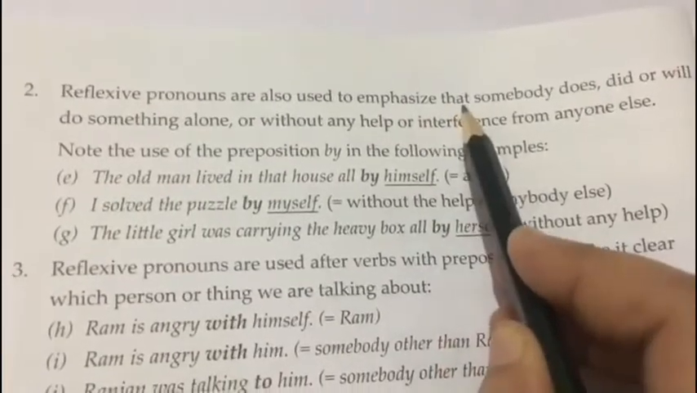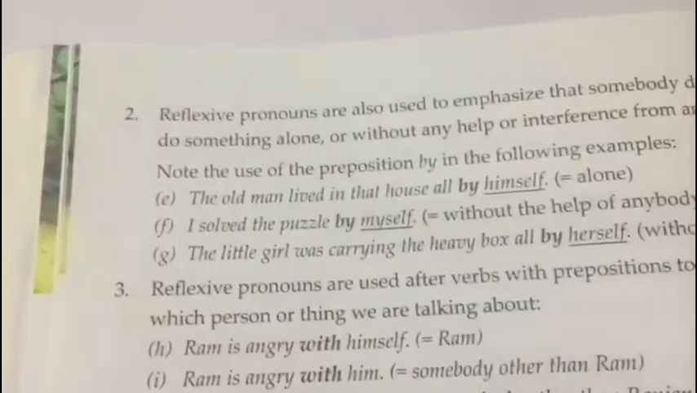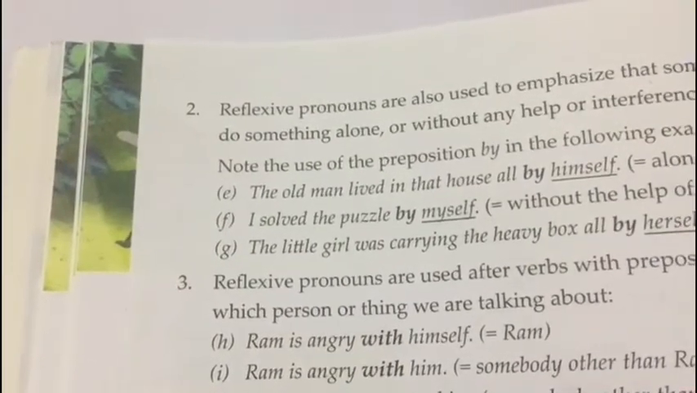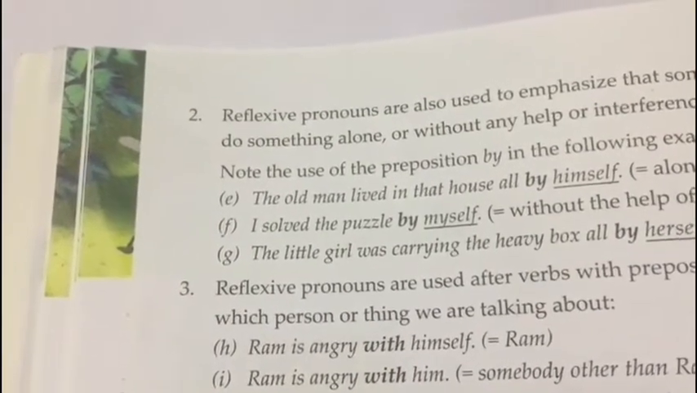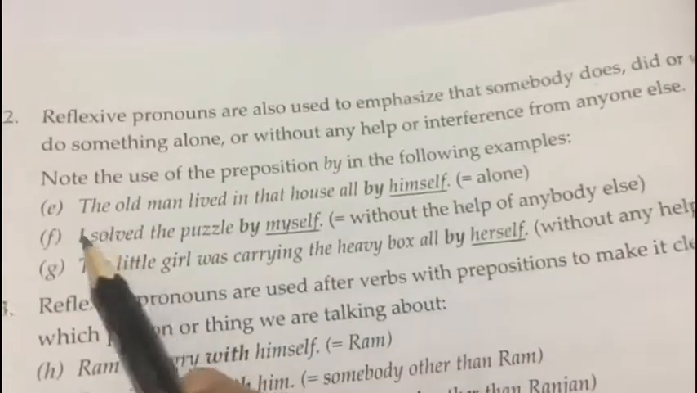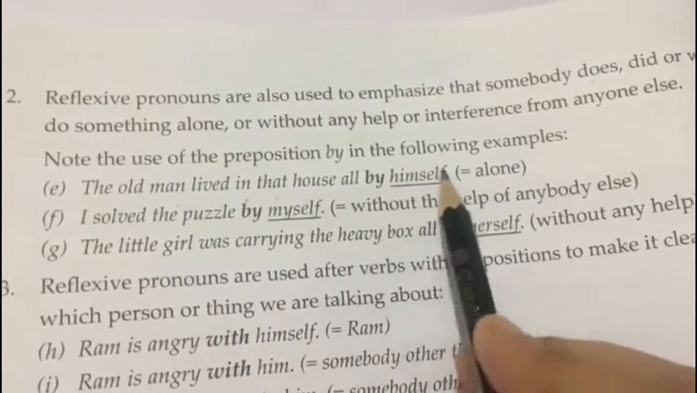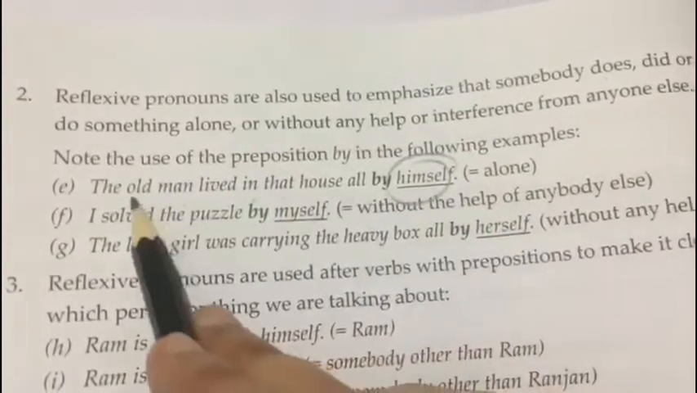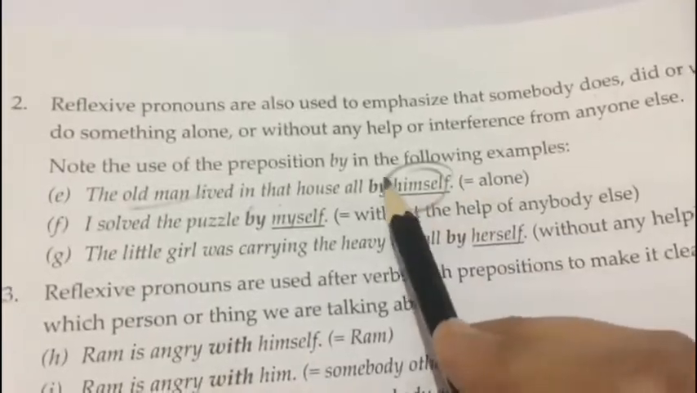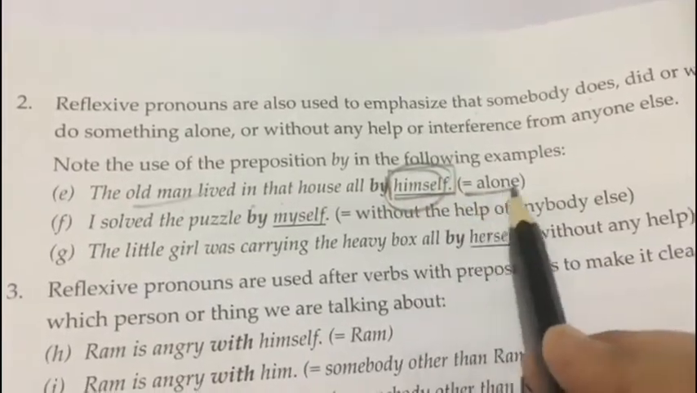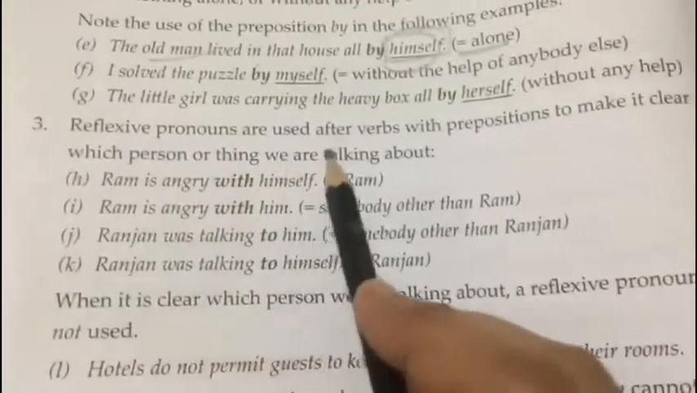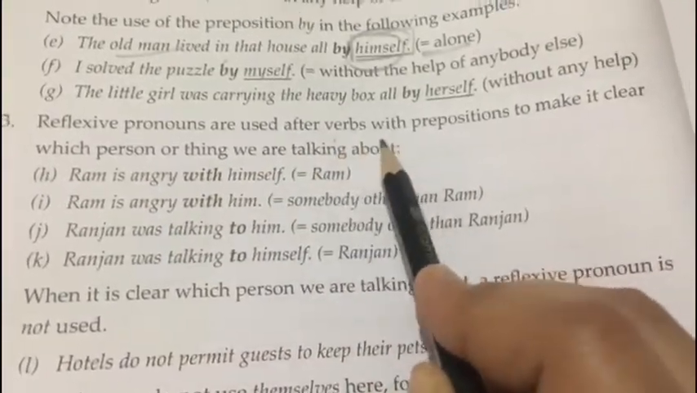Next, reflexive pronouns are used to emphasize that somebody does something. Like if someone else is doing something, in the case of reflexive pronoun, you basically use it to emphasize something that is done by someone else. For example, the old man lived in that house all by himself. Okay, so here you are emphasizing on this old man who lived in that house all by himself, means he lived there alone.